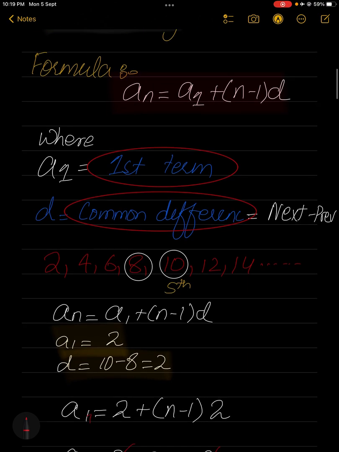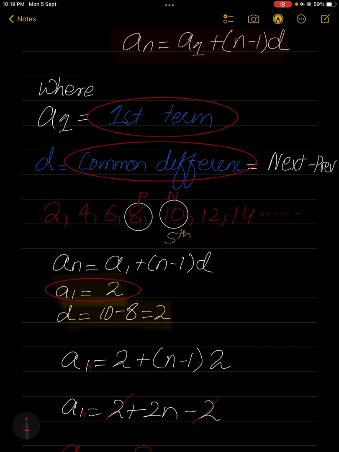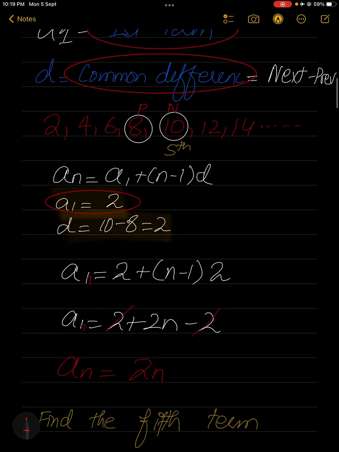So for example, in the given sequence 2, 4, 6, 8, 10, 12, and 14, a1 is the first term, which is 2. We can see it already, but in order to find the common difference d, we have to select two numbers. For example, if I'm taking 10, so 10 is my next and 8 is my previous. So 10 minus 8 is 2. So we got the value of d, which equals 2.